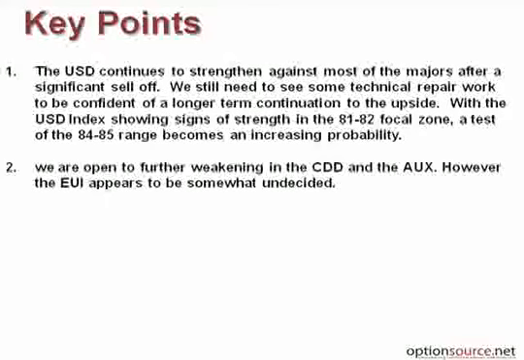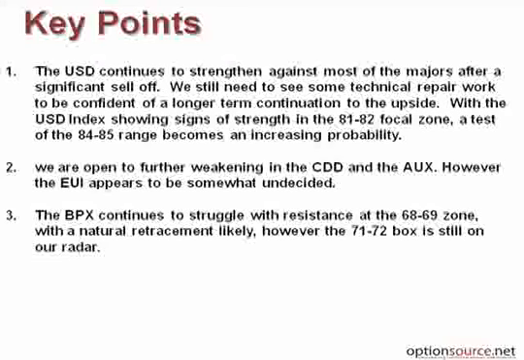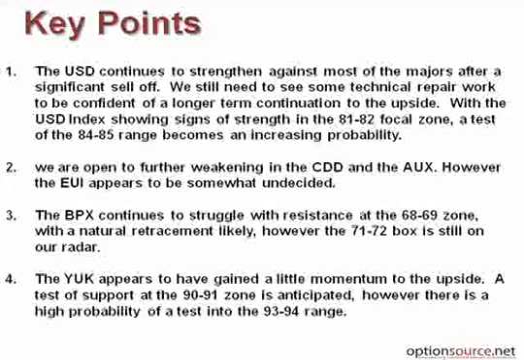We are open to further weakening in the CDD and the AUX. However, the EUI appears to be somewhat undecided. The BPX continues to struggle with resistance at the 68-69 zone, with a natural retracement likely. However, the 71-72 box is still on our radar. And finally, the YUK appears to have gained a little momentum to the upside. A test of support at the 90-91 zone is anticipated. However, there is a high probability of a test into the 93-94 range.